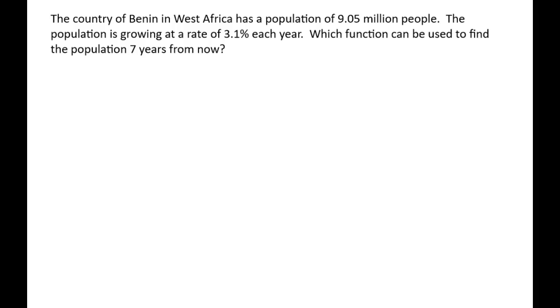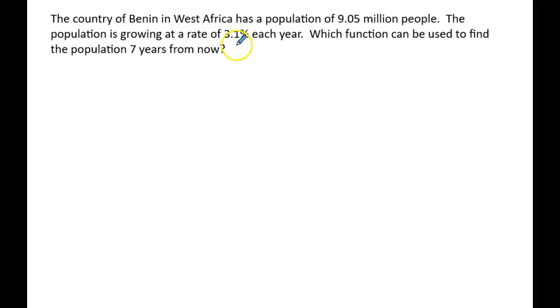Now to example 3. The country of Benin in West Africa has a population of 9.05 million people. The population is growing at a rate of 3.1% each year. Which function can be used to find the population 7 years from now? So this is slightly different than the first example when we had a rate. In the first example, we had a rate times the amount of sales that they had. We had that word of in there that was indicating multiplication. That was a linear function.